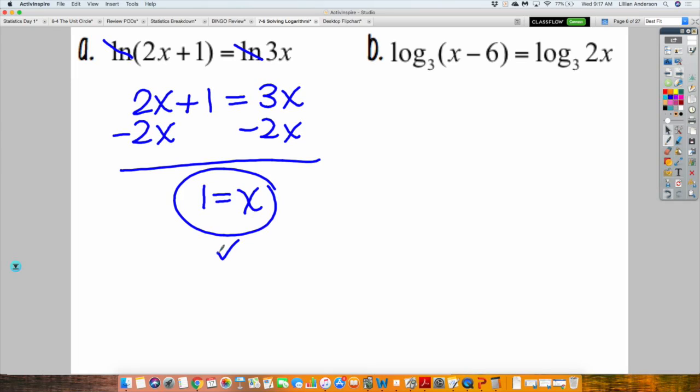Okay? What about on B? Drop the logs, and you drop the bases too. Okay? You drop the log and the base. You just need the argument, which is x minus 6 and 2x.